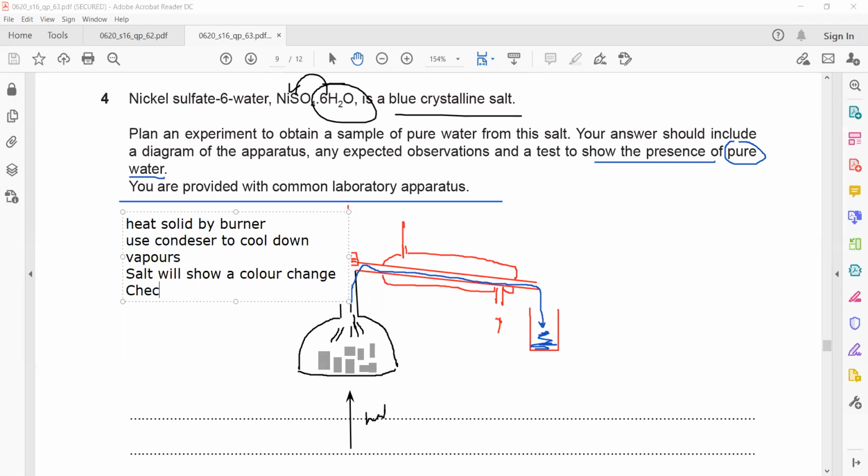Then check the boiling point, and it will boil at 100 degrees centigrade. Is it clear? This experiment in which we plan to obtain the water from hydrated nickel sulfate, not a solution of a nickel sulfate, it is hydrated nickel sulfate.